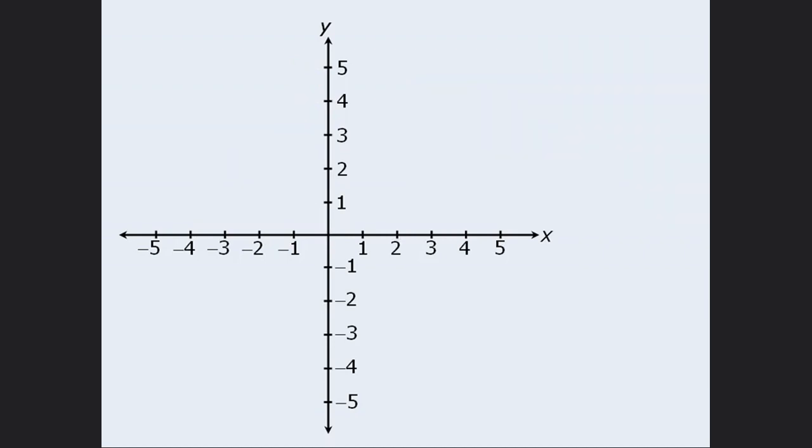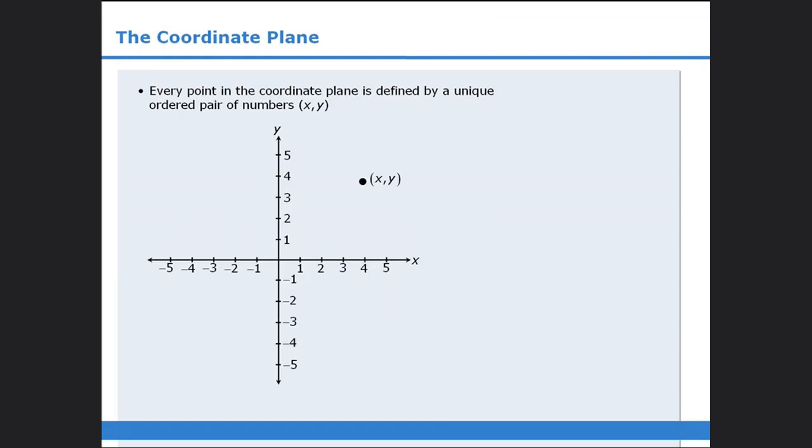Okay, one last thing. Notice that the x and y axes divide the plane into 4 regions known as quadrants. This region is called quadrant 1, this is quadrant 2, then quadrant 3, and finally quadrant 4. Okay, let's summarize. In this lesson, we learned that every point in the coordinate plane is defined by a unique ordered pair of numbers, x and y.